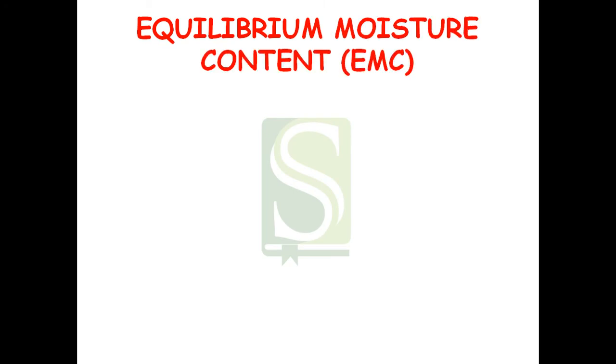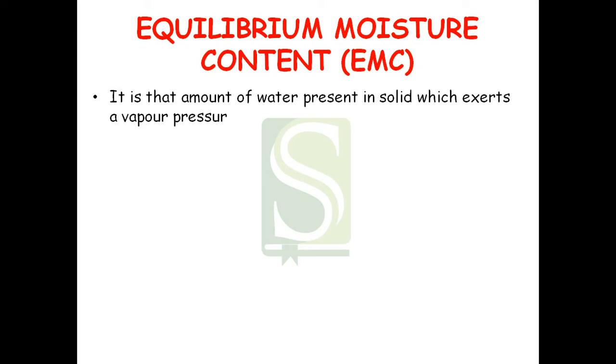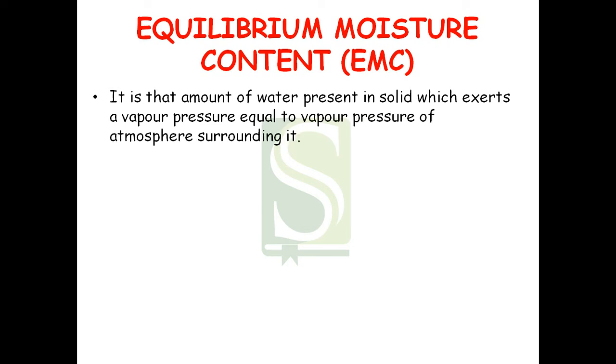Now let us see equilibrium moisture content. We have already studied about it, but we will see it in detail here. It is that amount of water present in the solid which exerts a vapor pressure equal to the vapor pressure of the atmosphere surrounding it.